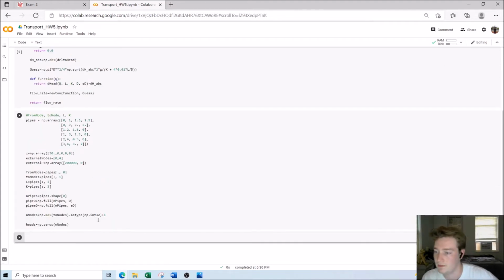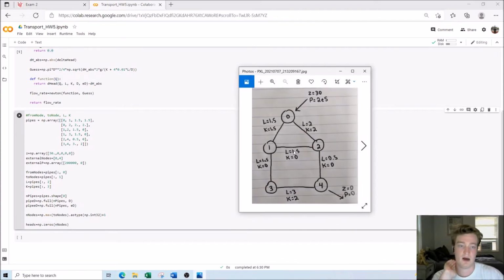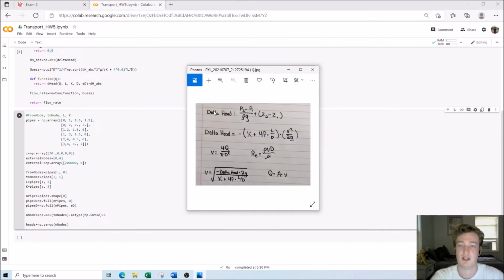Does that work? Oh, that works beautifully. Okay. Now, if we take a look back at our equations, what do we see? We see that this first equation here, we can actually calculate delta head using a pressure, a density, gravitational constant, and elevation. Well, if we look at what we know for our external nodes, do we know the pressure? Yeah, it's given right here.